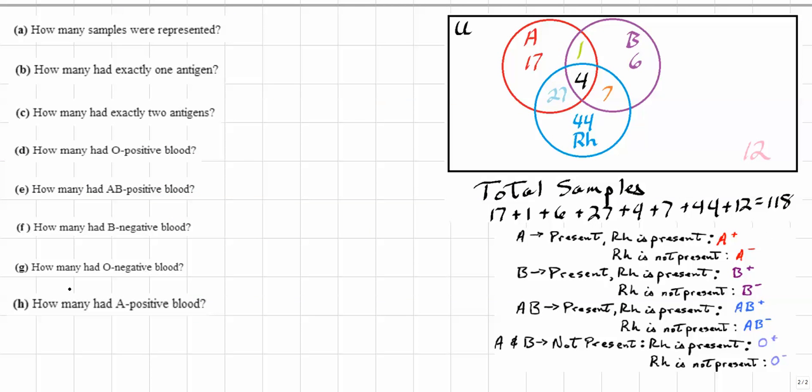Alright, and now we need to answer these 8 questions, A through H. First, A, how many samples were represented? Well, we've actually already done that when I totaled this up previously, and that would be 118. Next, how many had exactly one antigen? Exactly one antigen would be those that were either just A, just B, or just RH. And then if I add those together, we would end up with 67.